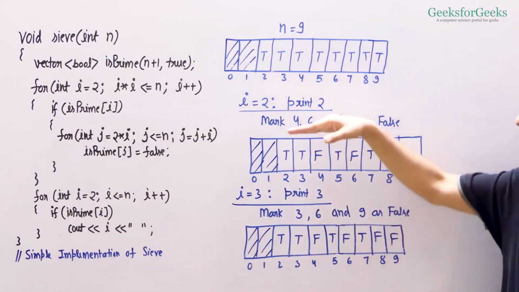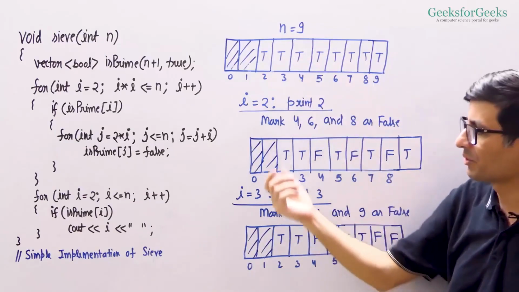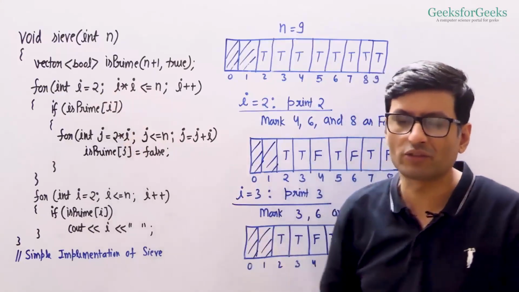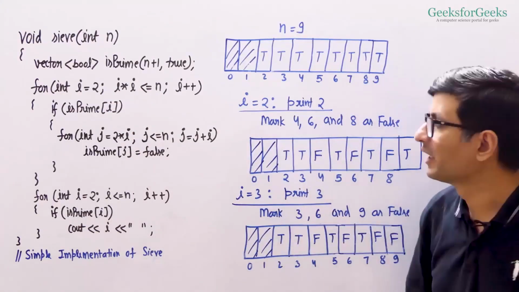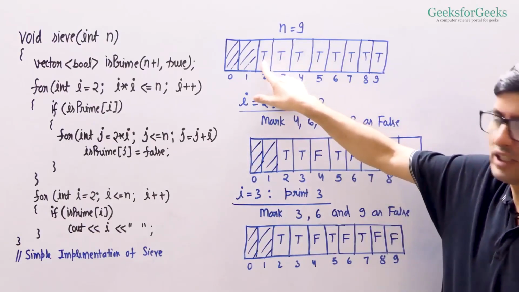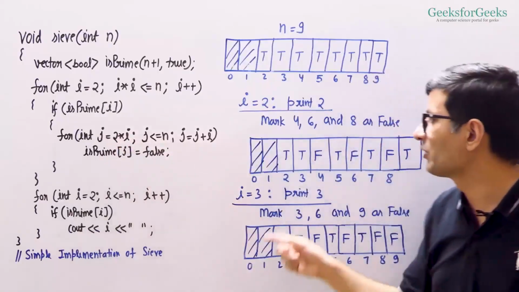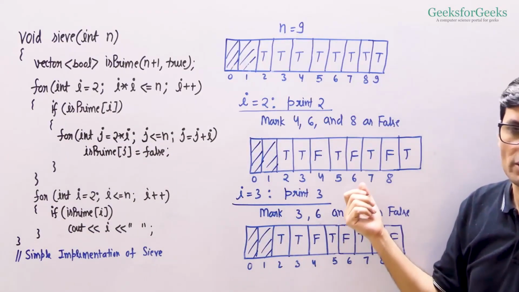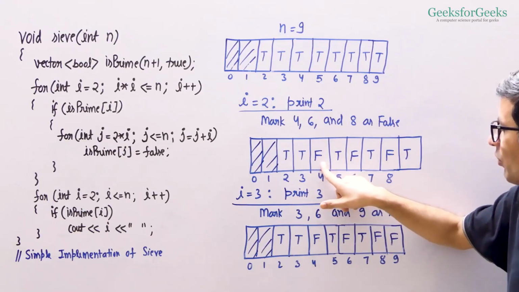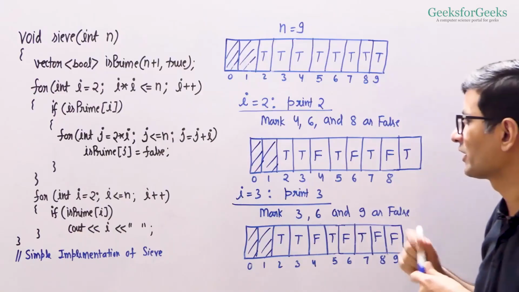So let's understand the implementation with this example. When n is 9, we are going to run this loop from 2 to square root of 9, which is 3. So we are going to run this loop for 2 and then for 3. When you run for 2, you notice that 2's entry is marked as true, right? So you go inside this if condition and you go through all the multiples of 2 and mark them as false. So what multiples of 2 are here? 4, 6 and 8. We have marked these three entries as false now, right?